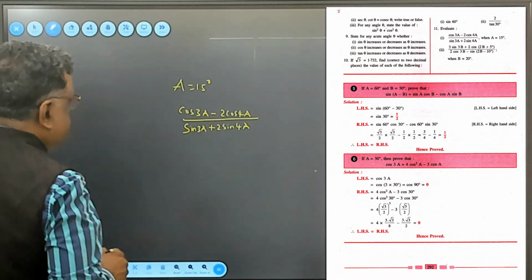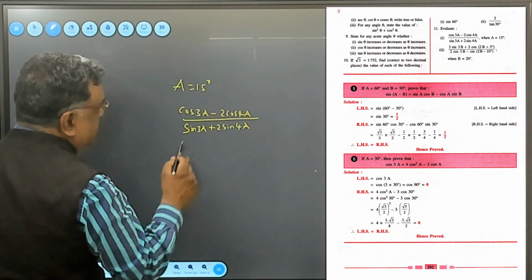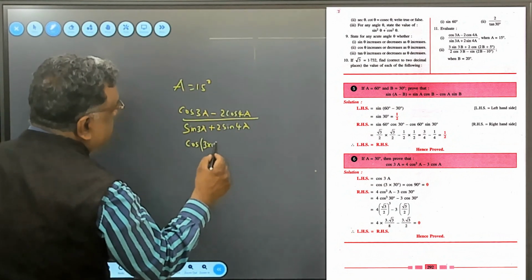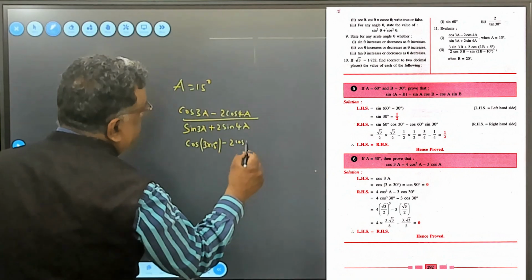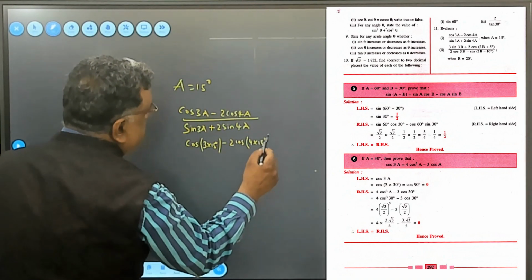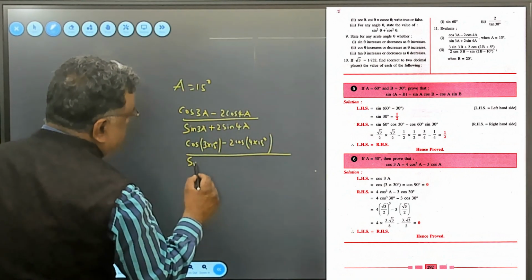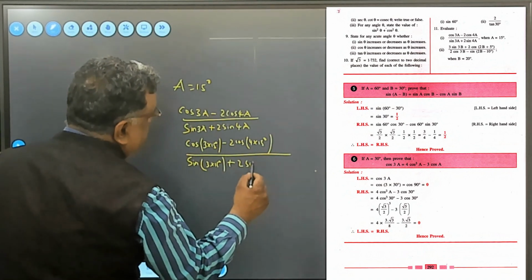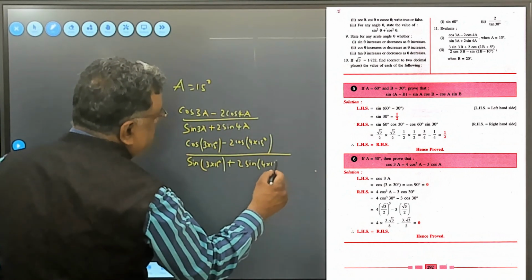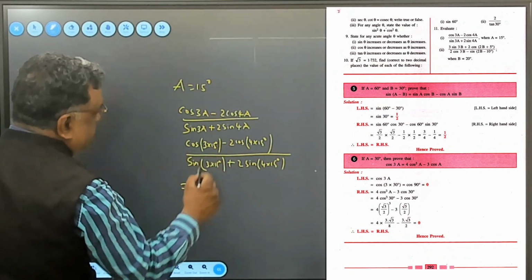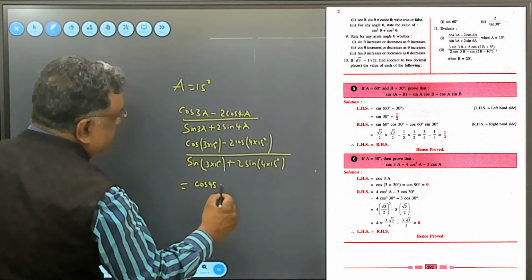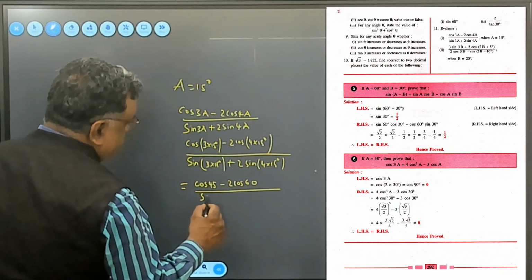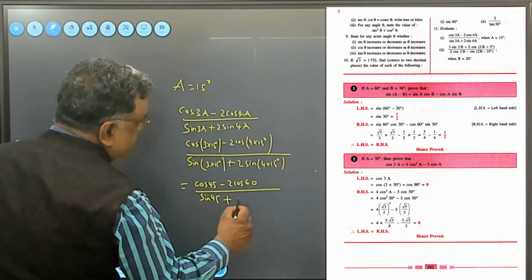Right? So A is 15 degrees. So cos of 3A, can I write it as cos of 3 into 15 degrees? Cos of 4A, can I write it as 4 into 15 degrees? Sin of 3A, can I write it as 3 into 15 degrees? And sin 4A, can I write it as 4 into 15 degrees? Okay. So cos 45 minus 2 cos 60 upon sin 45 plus 2 sin 60.